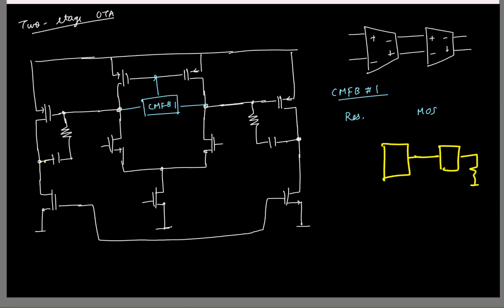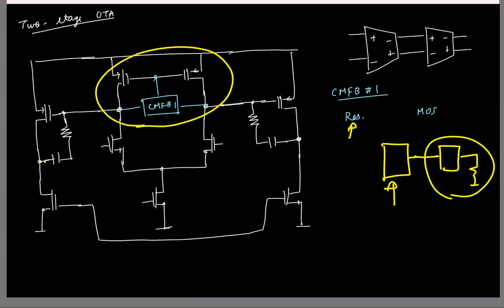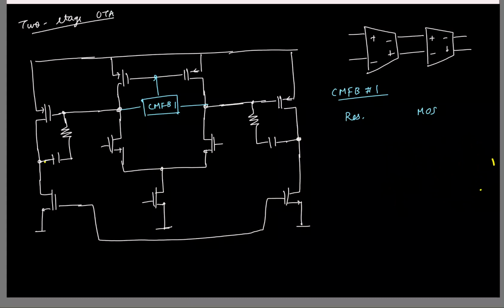So as such, the bulk of the gain is coming from this stage, and this is giving only a modest gain. So if that is the case, do you think having a resistive common mode feedback for the first stage is a good idea? No, right? Because the moment I put a resistor, that is going to load my first stage and reduce its gain, and I want maximum gain coming from the first stage. So I don't want to unnecessarily load the first stage. So looks like having a resistor is not a great idea.